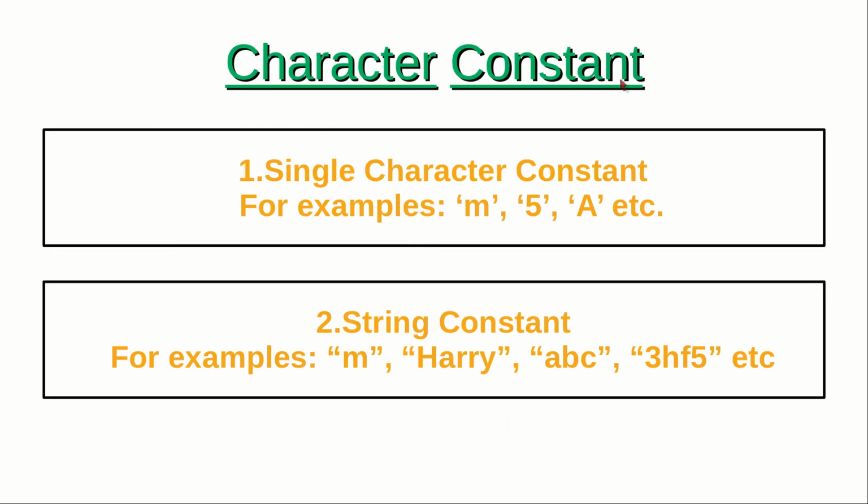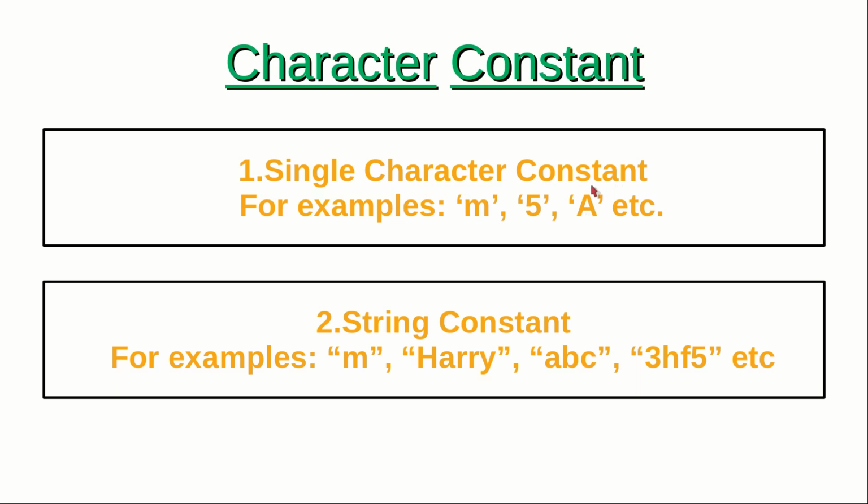Now let's talk about character constant. So character constant is of two types, single character constant and string constant. Single character constant refers to a character enclosed within a pair of single quote marks. So here the character can be either a letter or a number or any special character. So here M enclosed within a pair of single quote marks, and this 5 enclosed within a pair of single quote marks, and the capital A enclosed within a pair of single quote marks are examples for single character constant.